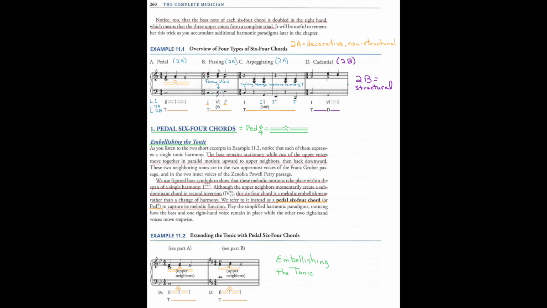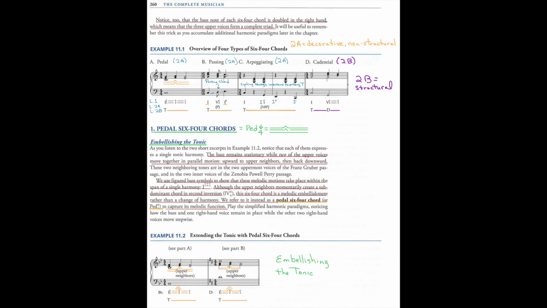We'll save the cadential 6-4 for last, but let's now discuss the pedal, the passing, and the arpeggiating 6-4 chords that appear in level 2A, the decorative embellishing position in the phrase model. Now I've drawn a picture where it says pedal 6-4 chord. It's abbreviated as ped 6-4, and you'll notice I drew a straight line across the bottom, and then I drew 2 lines that go a little upward and then come back to where they were, kind of a diagram there. That is the motion of the 2 upper voices. It says embellishing the tonic.